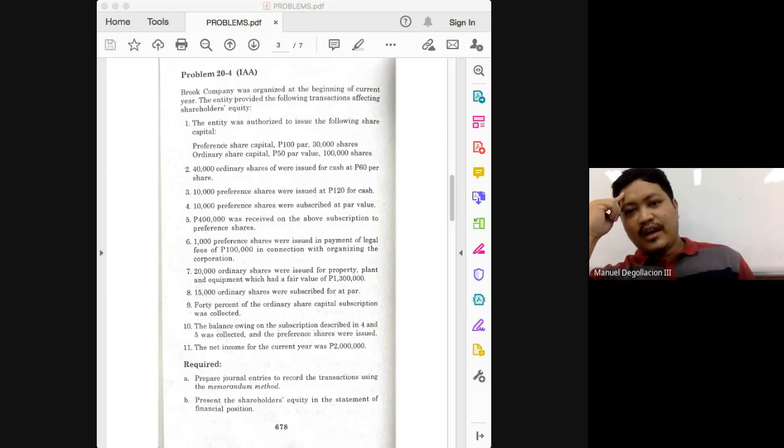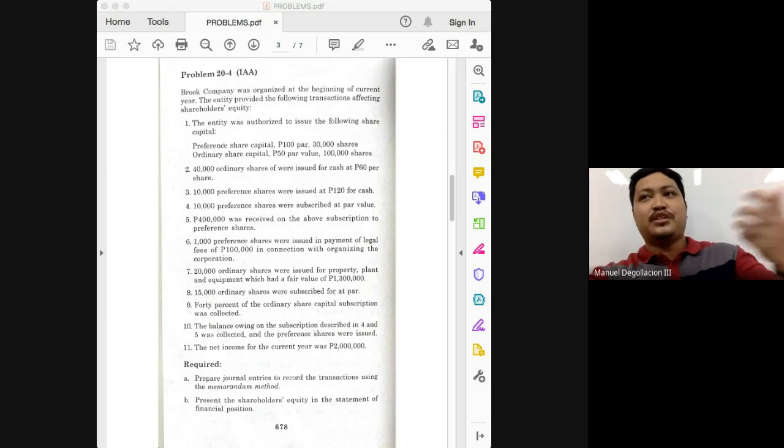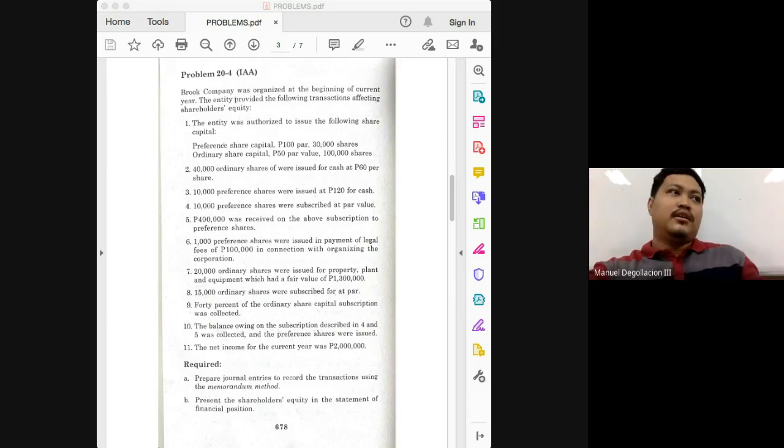with organizing the corporation. Now, you will have to take note of the rules, class, whenever shares are issued in exchange for a non-cash asset or consideration, class. Okay. First, the rule is the shares are to be measured at the fair value of the benefit received. Second, fair value of the shares issued. Third, par value of the shares issued.